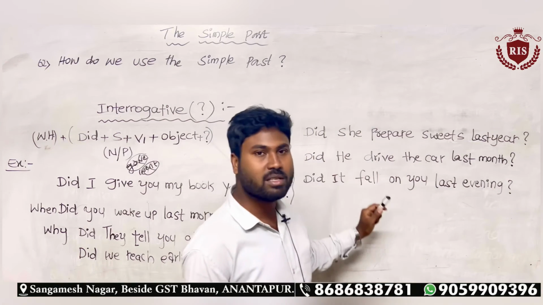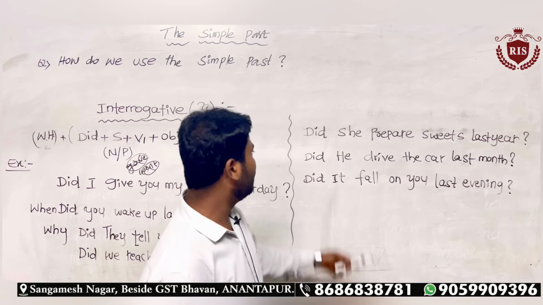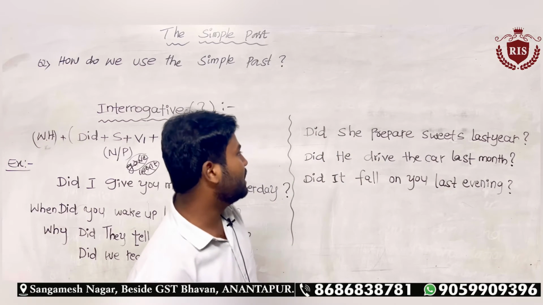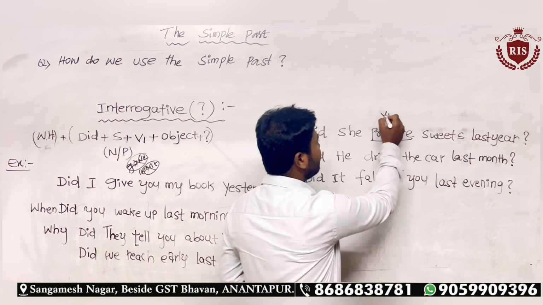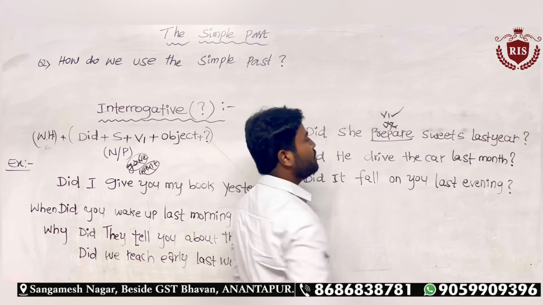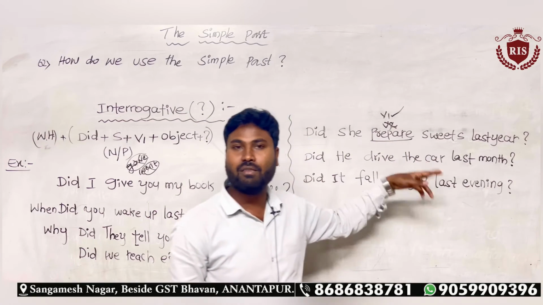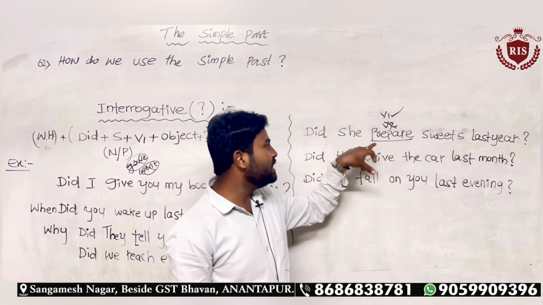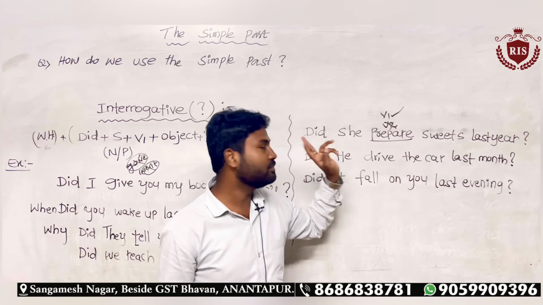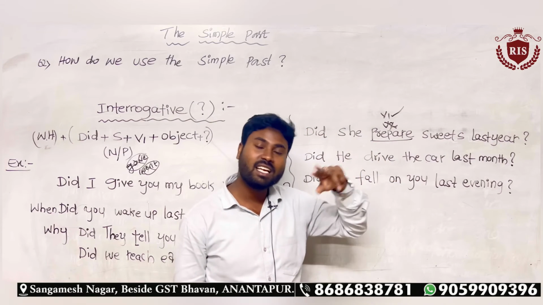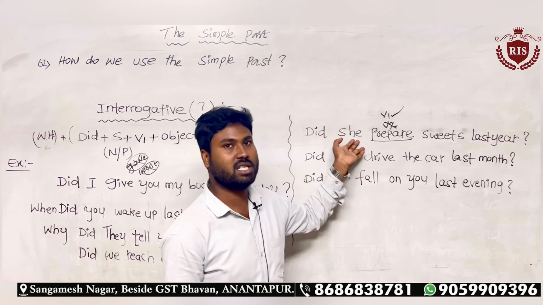So let us see the examples here. The example is, did she prepare sweets last year? Even here don't forget we use only V1. V2 we cannot use, we use only the V1 form of the verb, in the sense the infinitive form of the verb. We cannot use the simple past form of the verb in the question as well as in the negative case in the simple past tense. After the didn't auxiliary, there we use V1. After the subject, here we use V1 in the question form.